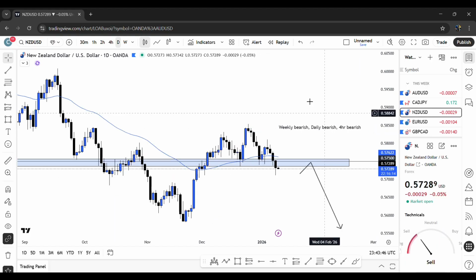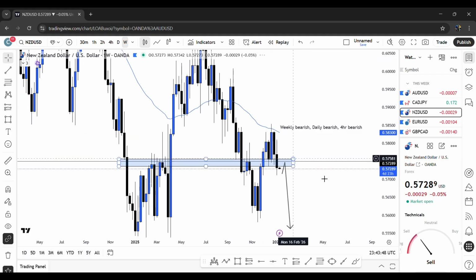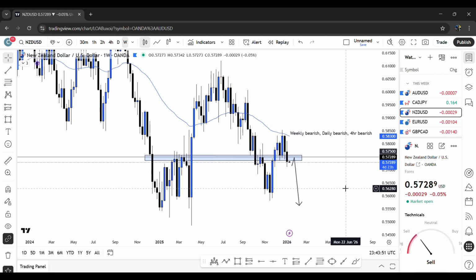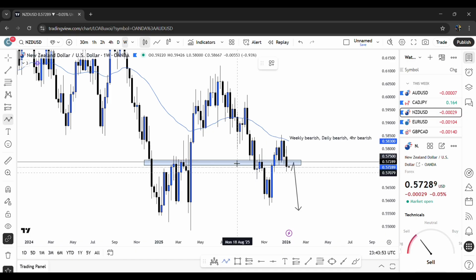The next one is NZD-USD. NZD-USD on the weekly is bearish. Why? Because it was making lower high, lower low, lower high, lower low, lower high, lower low, and then price broke above this previous lower high, which makes it bullish, with high low, high high.